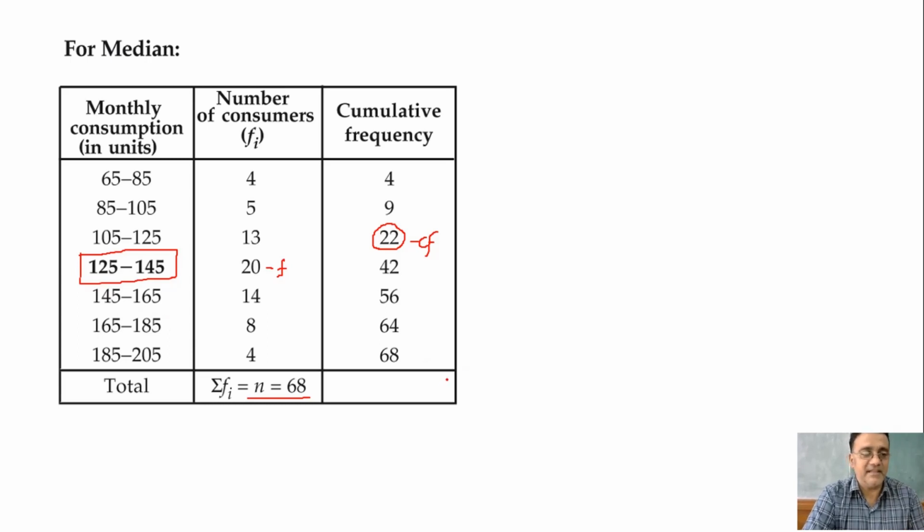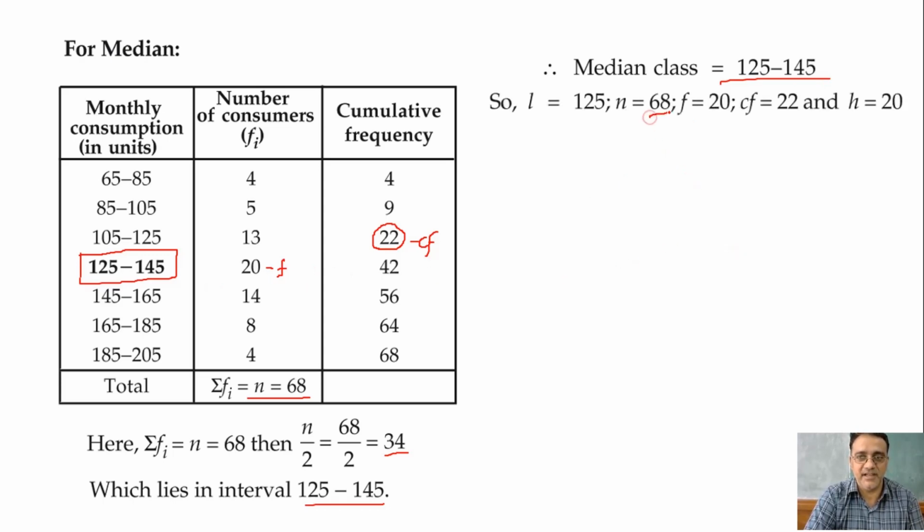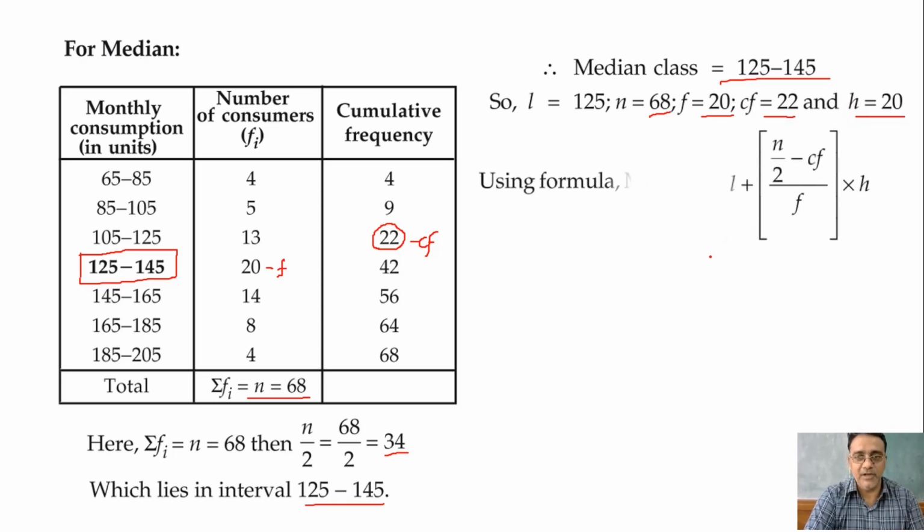So इसमें write up में कैसे लिखेंगे? First we will write n by 2, that is 34. Now we'll write which corresponds to the interval 125 to 145. Therefore, the median class is 125 to 145. Okay. Now we'll write all these values. L is equal to 125, N is equal to 68, F is 20, CF is 22, and H is 20. After that, we will write the formula. Then we will substitute all the values.